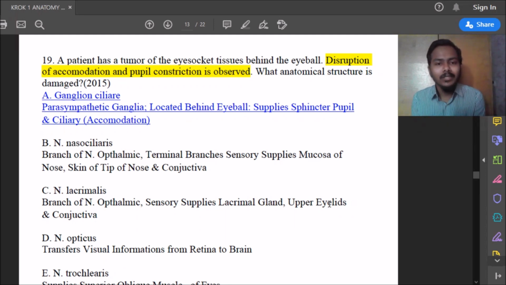For pupillary dilation, we call it the iris dilator muscle. For pupillary constriction, the iris sphincter muscle, and for accommodation, the ciliary muscle. The supply for these muscles is the ciliary ganglion, which is a parasympathetic ganglion located behind the eyeball, which supplies the iris sphincter muscle and the ciliary muscle.